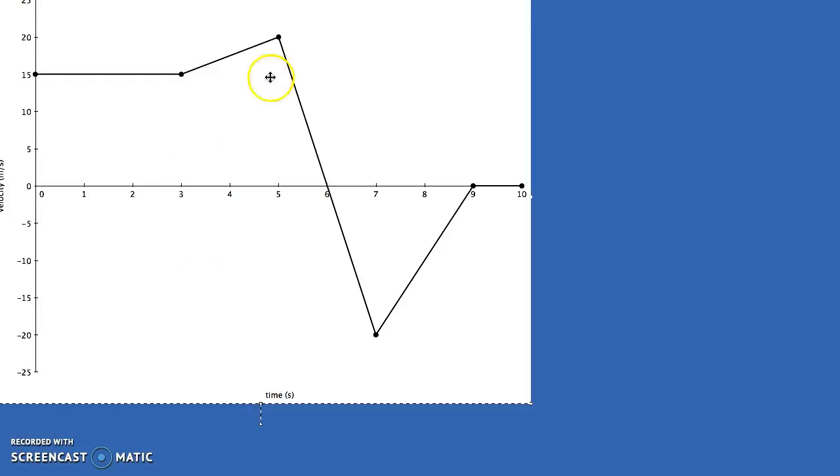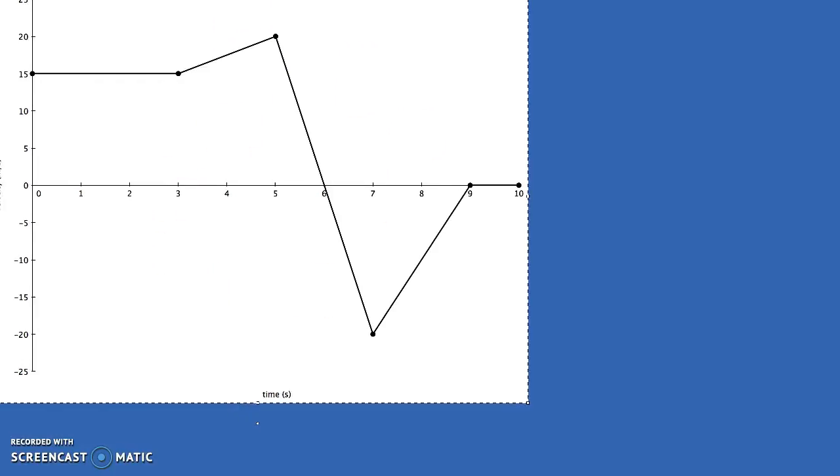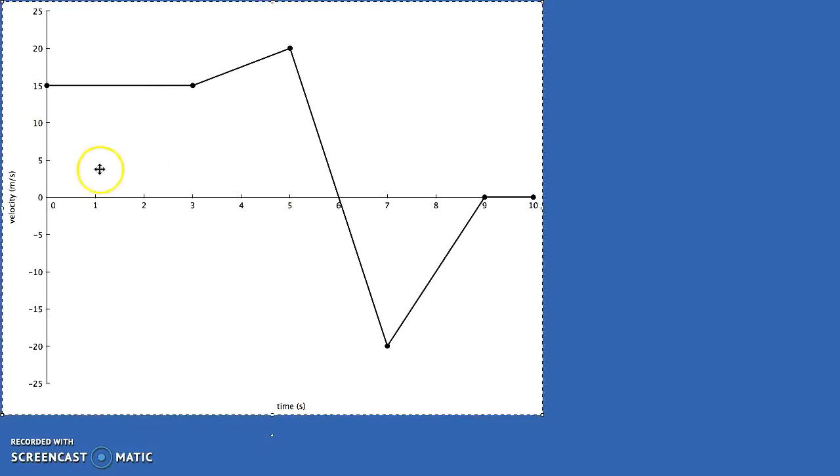The last thing I want to look at takes us back to the graph that we saw before. This is a velocity graph that we saw in the last video, and we're going to do a little bit of analysis with it. We're going to create an acceleration graph to go with it: 0 to 3 seconds, 3 to 5 seconds, 5 to 7 seconds, 7 to 9 seconds, and then at 10 seconds.